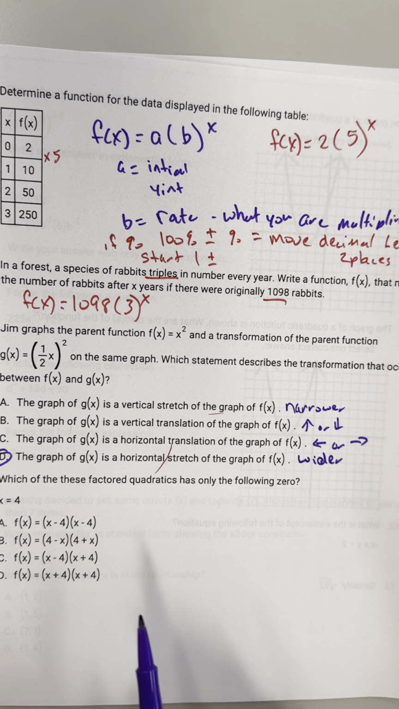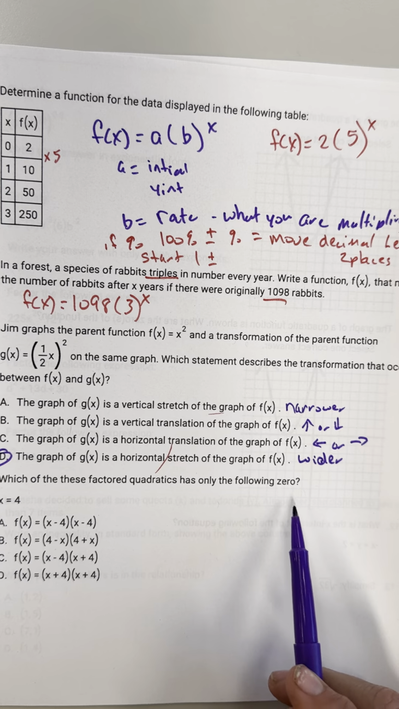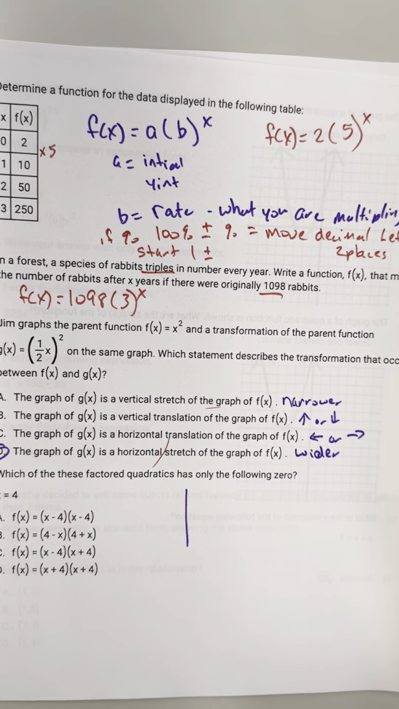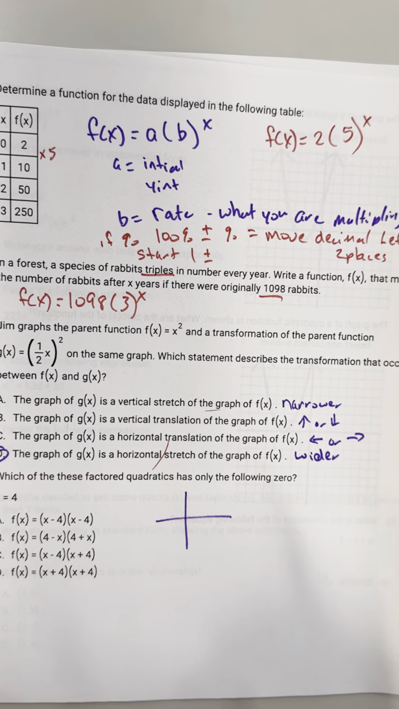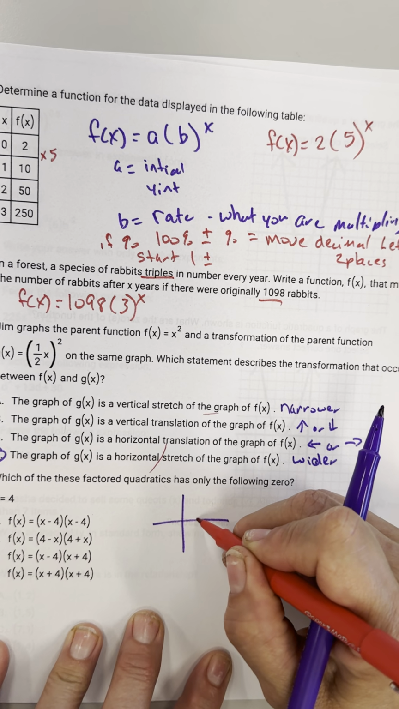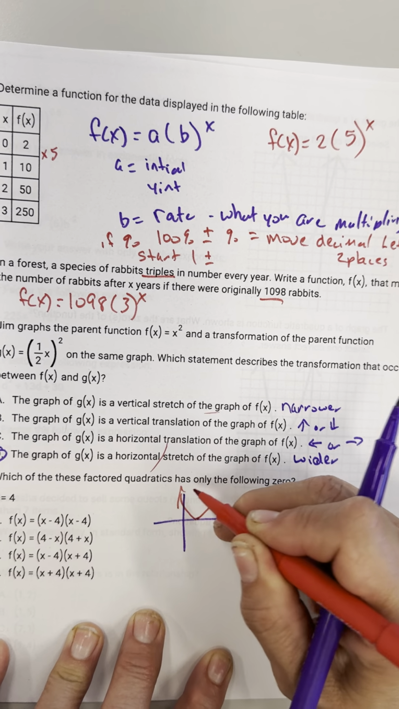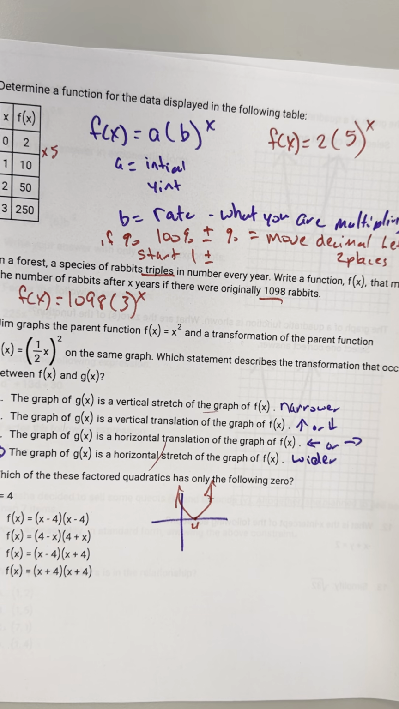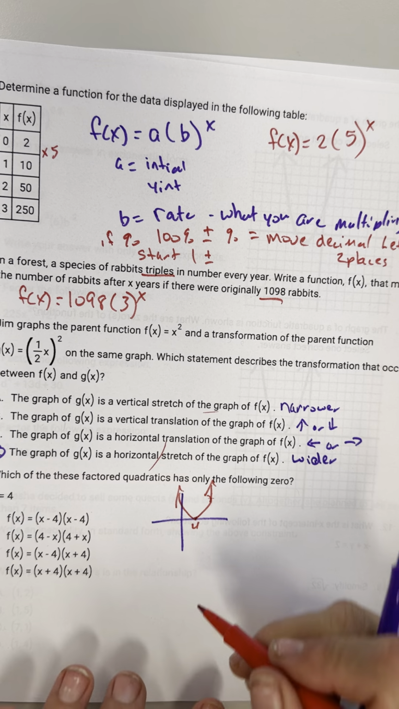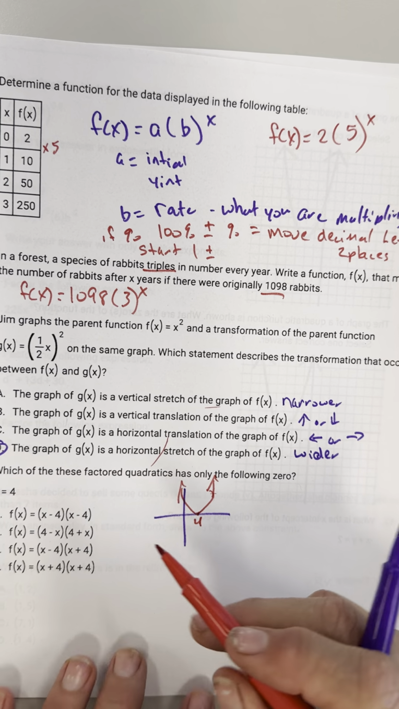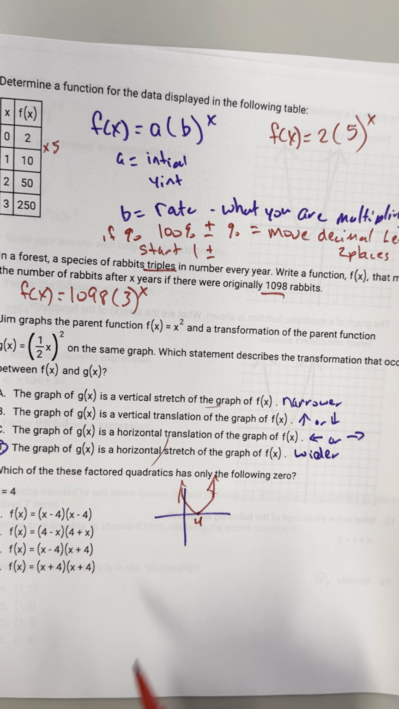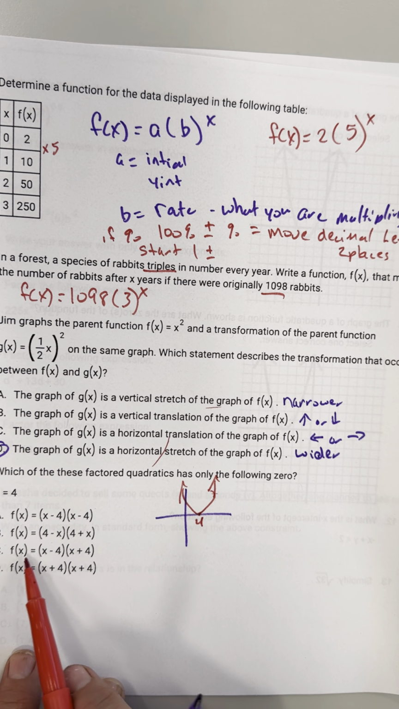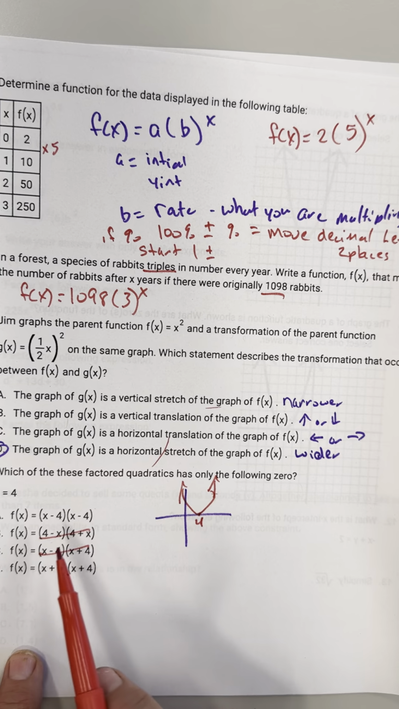Okay, so which factors of the quadratic has only the following 0? So to have just one solution, if you graph it, x equals 4, it should look like this at 4. So of course you can put all those in y equals and you could graph it, but to have one solution and 2 factors, then they both have to be the same. So x plus 4 and x plus 4, so this one's not the same, this one's not the same.